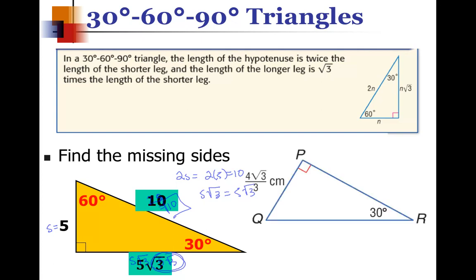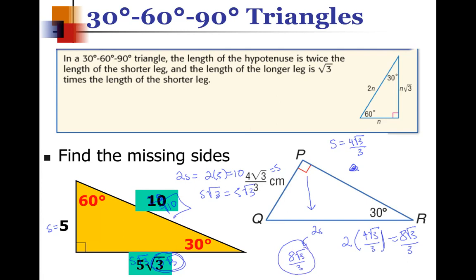What about this one over here? Whoops, I accidentally wrote over it. Right? So this is 30. So this is your shortest side. So right now I know that S is 4 root 3 over 3. So let's say I want to find the hypotenuse now, because I know that the hypotenuse is 2S. So if I do 2 times 4 root 3 over 3, I'm going to get 8 root 3 over 3. So the hypotenuse has a length of 8 root 3 over 3.